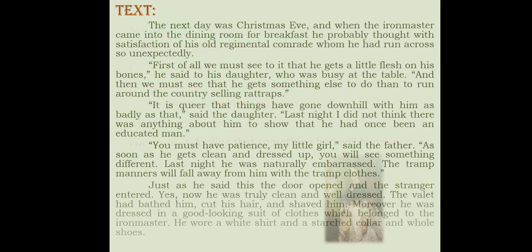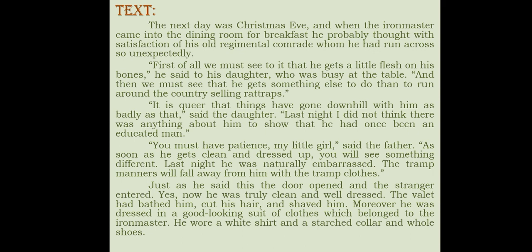The next day was Christmas Eve, and when the ironmaster came into the dining room for breakfast, he probably thought with satisfaction of his old regimental comrade whom he had run across so unexpectedly. First of all, we must see to it that he gets a little flesh on his bones, he said to his daughter, who was busy at the table, and then we must see that he gets something else to do than to run around the country selling red traps.